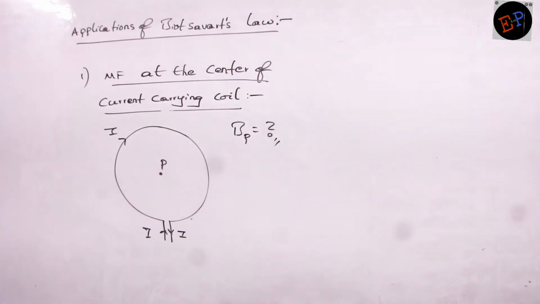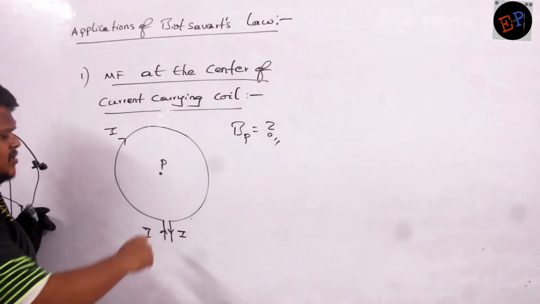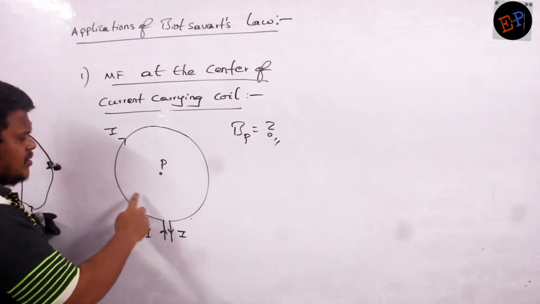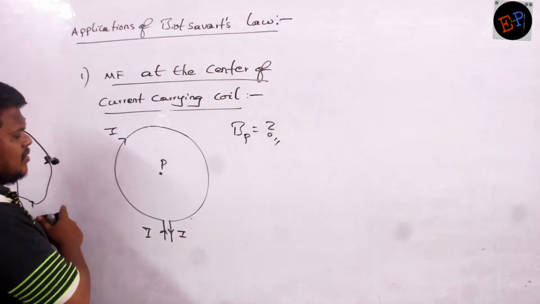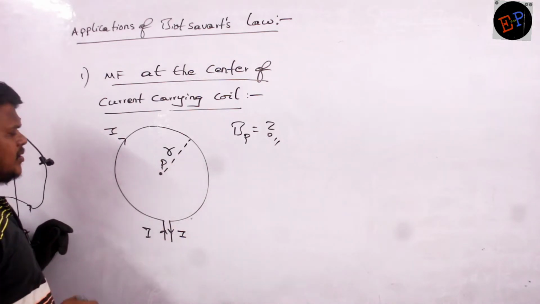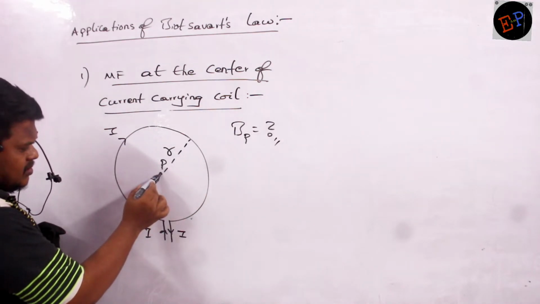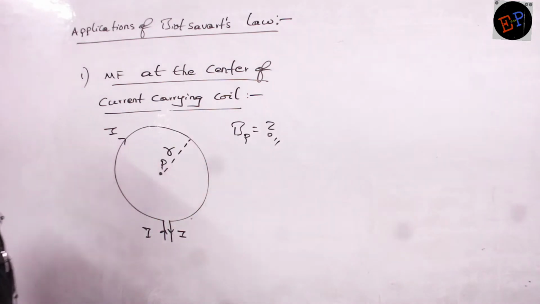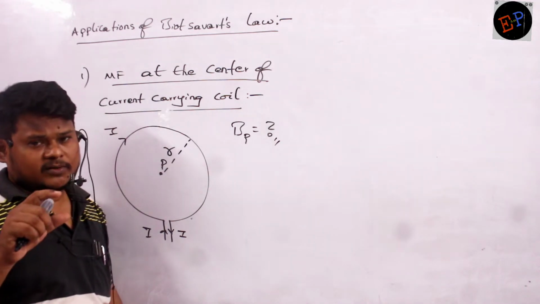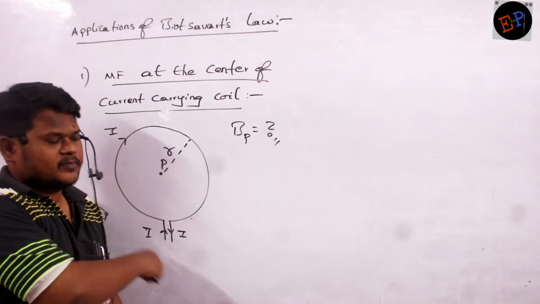So the first application of Biot-Savart's law. This is a circular wire, or you can call it a circular coil, carrying a current of I. Let the radius of this coil be R, or A, anything you can take. Because of this current carrying coil, exactly at the center of the coil, I want to find the magnetic field. We have calculated the magnetic field only because of a small current element. Now I want to calculate it because of the total loop.